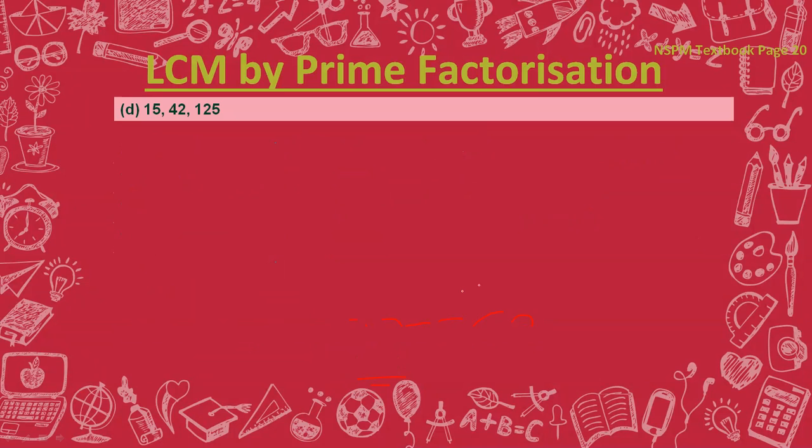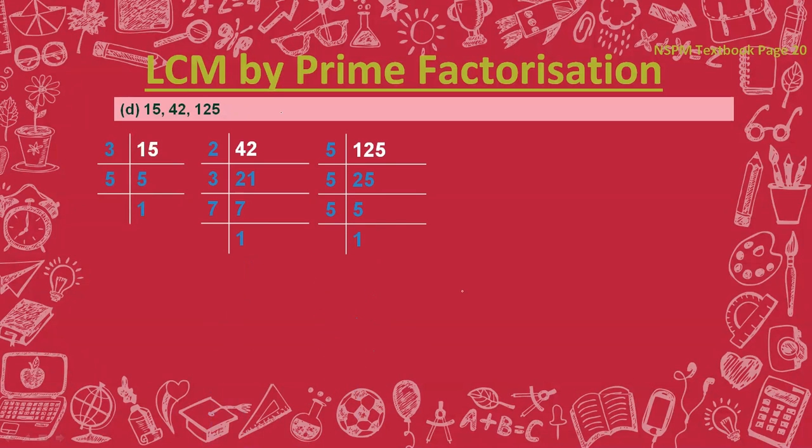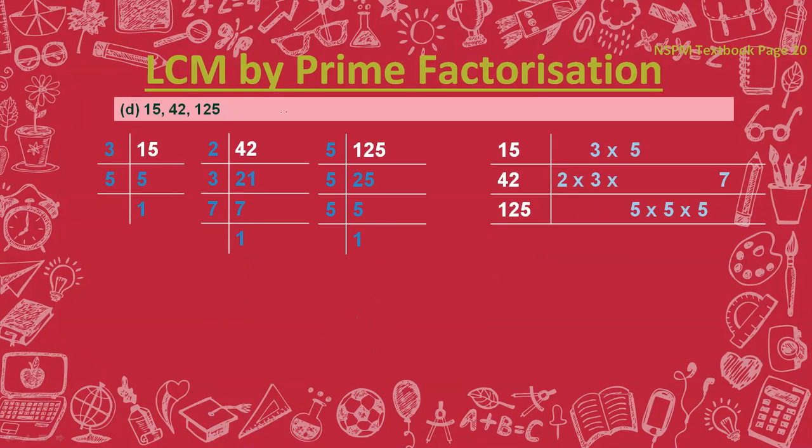Oh, now they are giving you three numbers. You are the math star. Wow, you have learned. No problem. You will use three ladders, one for 15, one for 45, one for 125. And once you are getting it, the steps will remain the same whether they give you three numbers or four numbers. You have to collect all the factors.